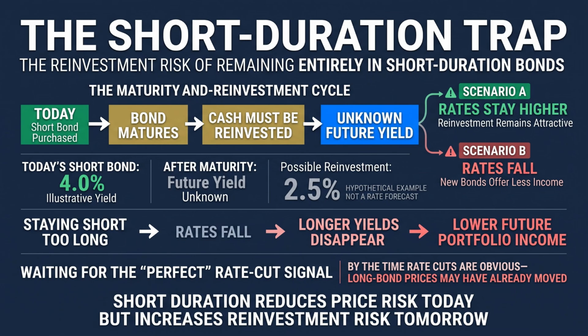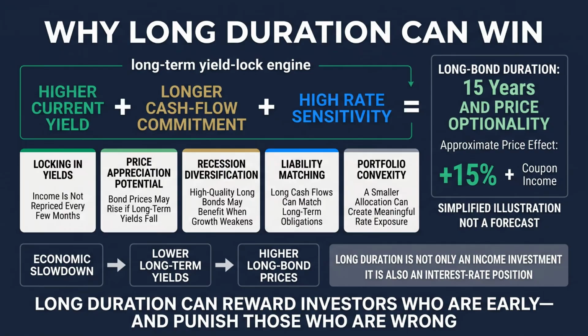Short duration reduces current price risk, but increases future reinvestment uncertainty. The investor is repeatedly returning to the market and accepting whatever yield it offers next. Long-duration bonds solve part of that problem by locking in exposure for longer, but they do so by introducing a much larger and more visible market price risk. Long-duration bonds offer two potential sources of return. The first is income. Buying a long-term bond allows the investor to lock in a yield for a much longer period, assuming the issuer continues making the scheduled payments. The investor is not forced to reinvest the entire principal every few months or every year.